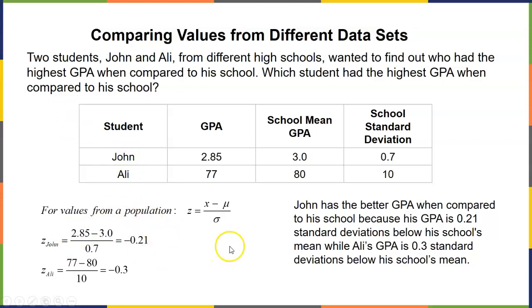So from this, you would conclude that John did better than Allie.